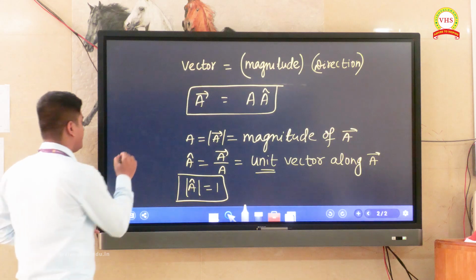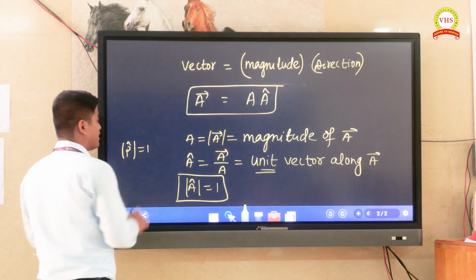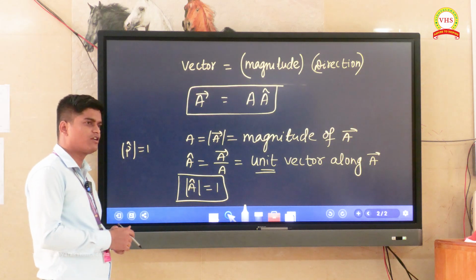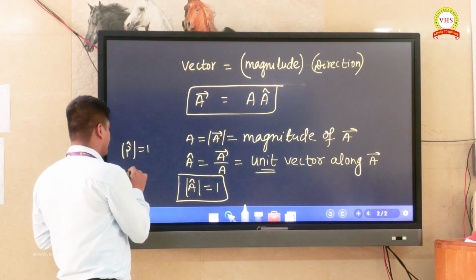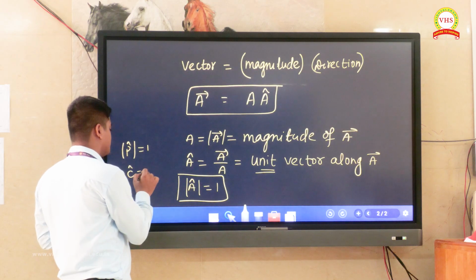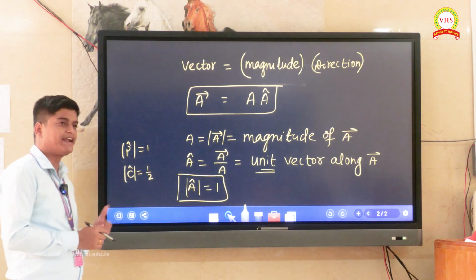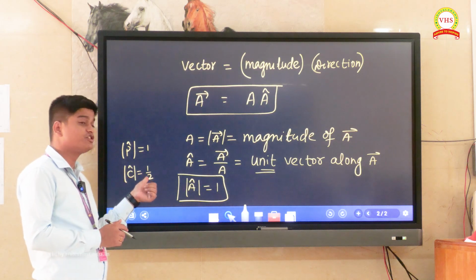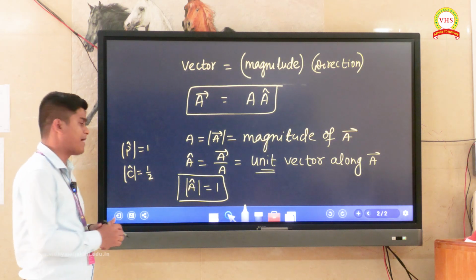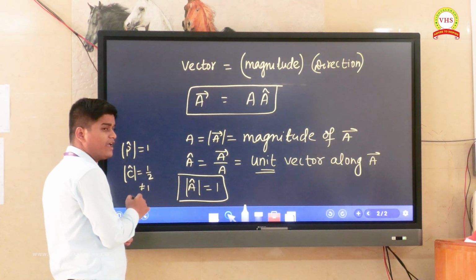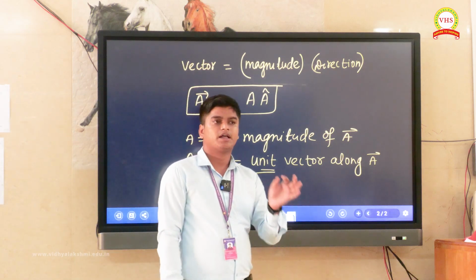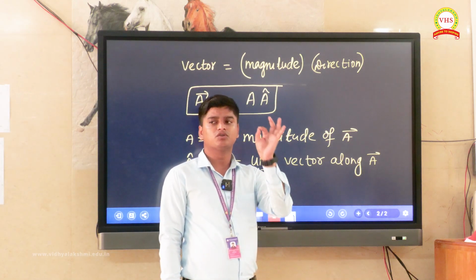Suppose I am telling you P cap has magnitude 1. What vector is it? Unit vector. P cap is a unit vector. Did you understand or not? Now suppose I tell you one vector is there, C cap. Its magnitude is 1 by 2. So can I say C cap is a unit vector? No, because the magnitude is not equal to 1. If the magnitude is not equal to 1, then it is not a unit vector. So the idea about unit vector should be clear: a vector which has magnitude 1.